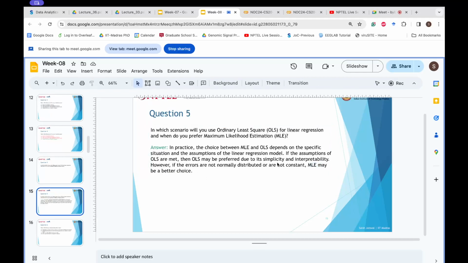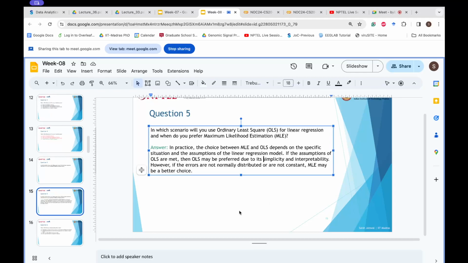OLS is used because it is simple and more interpretable, because you know that you are fitting a line, you are trying to minimize the errors with respect to each of the data points for the given line. That is easy to understand, but if the normality condition is not met, like if the errors are not normally distributed, in that case MLE will be the best option or better choice.